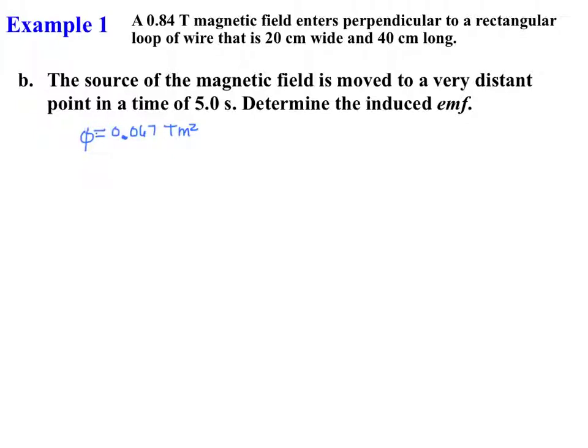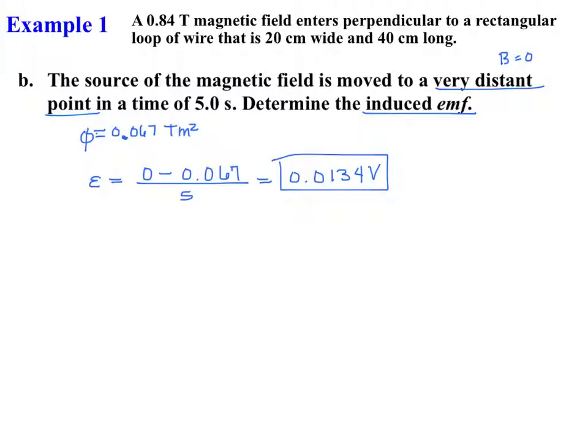Here is the continuation of the problem. Here, the magnetic field is being moved to a very distant point. That means that my magnetic field is essentially 0. So if I want to solve for my induced EMF, my flux when my magnetic field is equal to 0 would be 0. My magnetic flux at the beginning was 0.067, and the time it takes for this to happen is 5 seconds. So I get 0.0134 as my potential, or induced EMF.